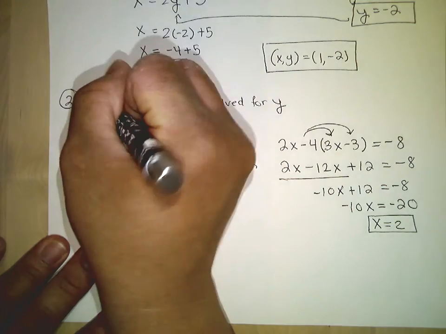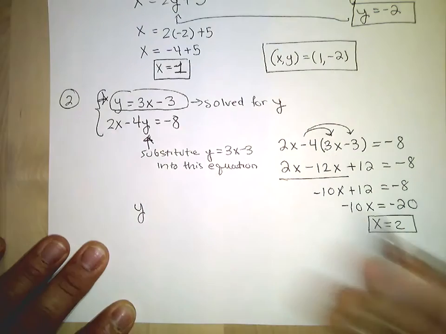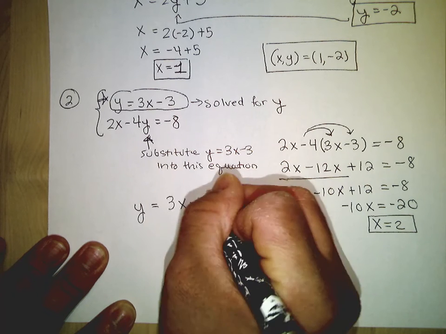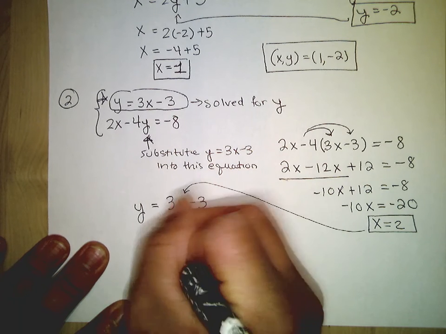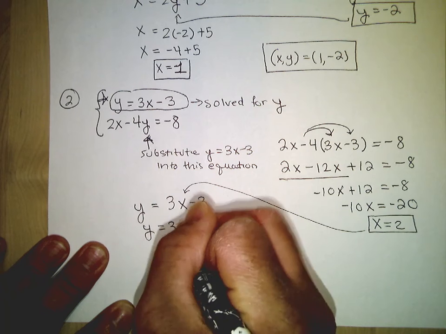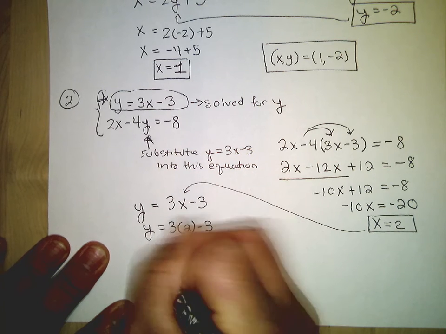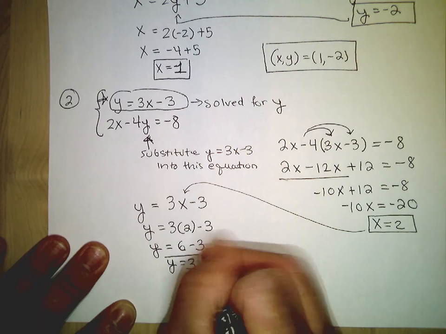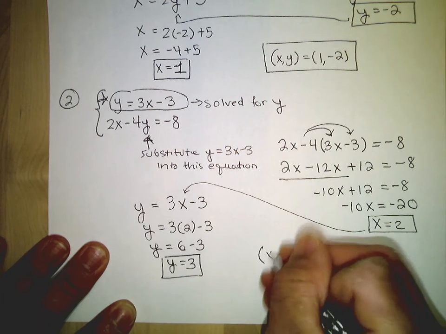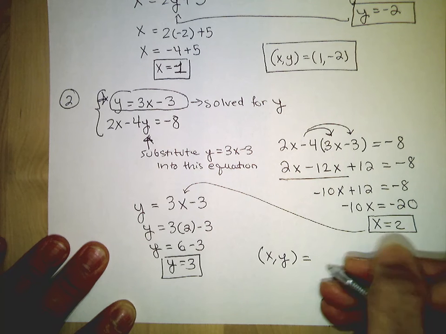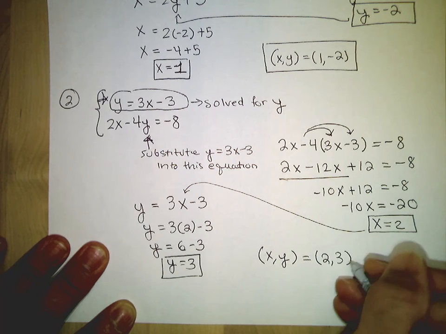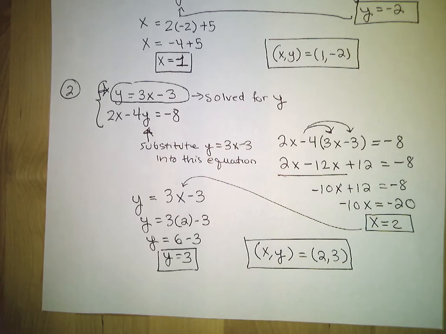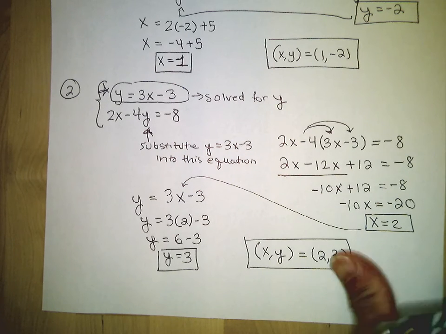So then, if the problem wanted you to figure out what y was and not x, then you would substitute the x equals 2 back into this equation. So y was 3x minus 3. But if x is 2, we have y is 3 times 2 minus 3, or y is 6 minus 3, so y is 3. And then the solution would be (x, y) is (2, 3). And again, we did this without graphing the lines.